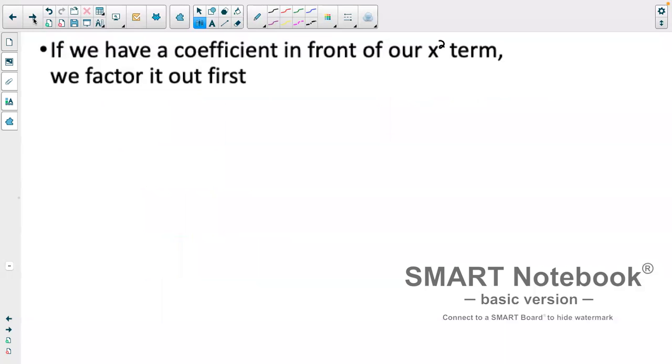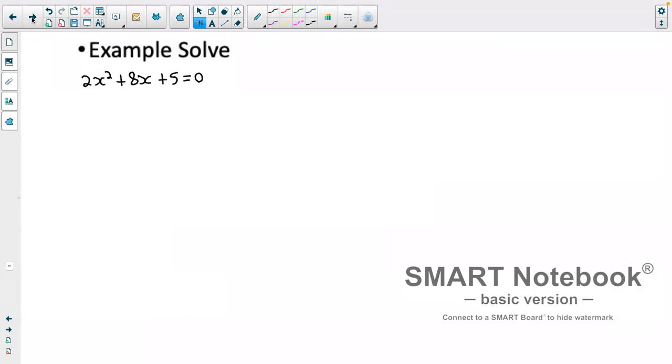If we have a coefficient in front of our x squared term, the only difference in what we do is we can either factor or divide it out first. So for example, solve 2x squared plus 8x plus 5 equals 0. So I'll divide out that a value. So I'll divide everything by 2 on both sides. So I've got x squared, then 8x divided by 2 is 4x. 5 divided by 2 will leave as a fraction, so that's plus 5 over 2. And then 0 divided by 2 is 0.